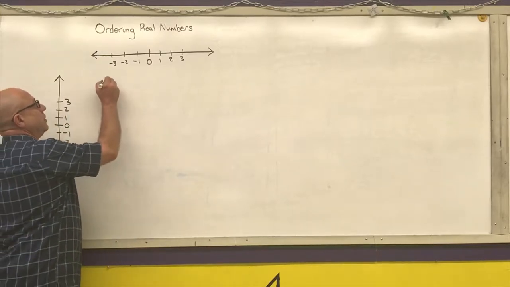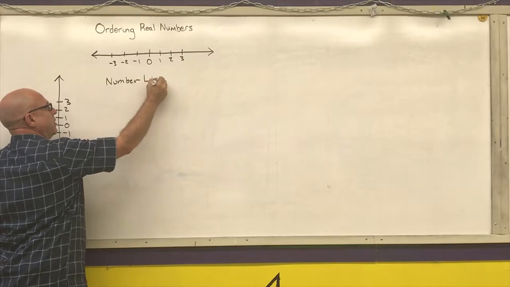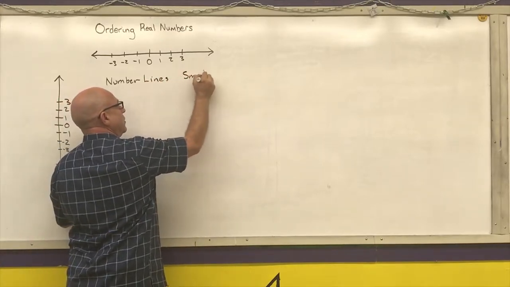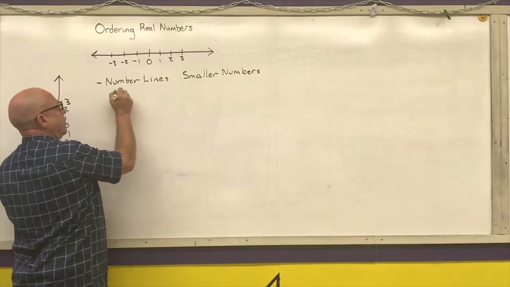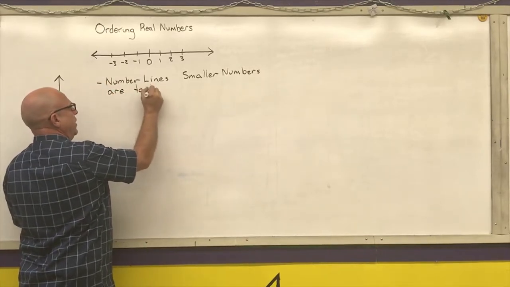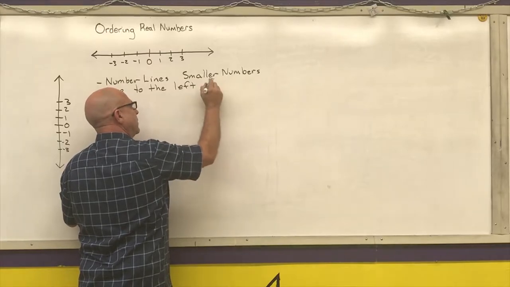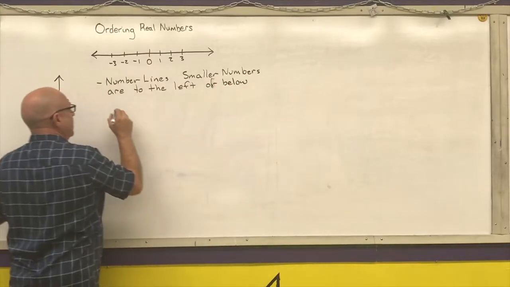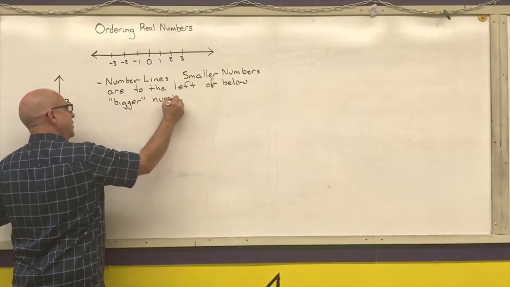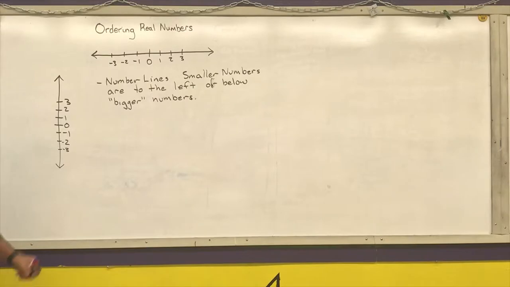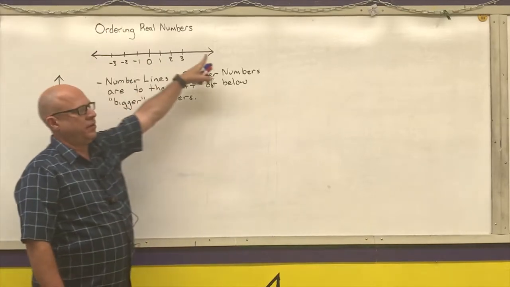On number lines, smaller numbers are to the left or below, quote unquote, bigger numbers. So smaller numbers are at the bottom here, and bigger numbers are at the top. Smaller numbers are at the left, bigger numbers are on the right.